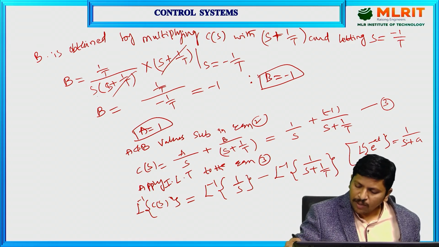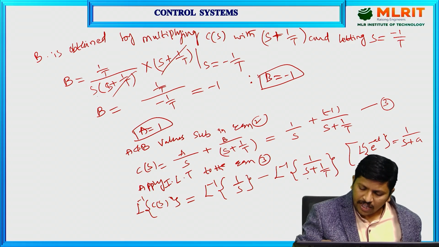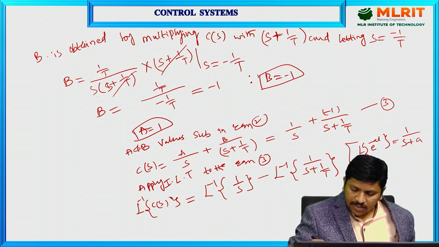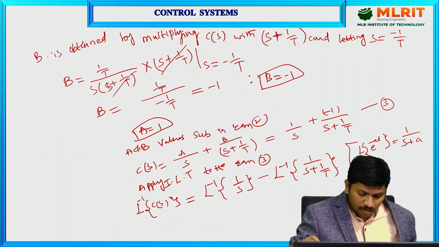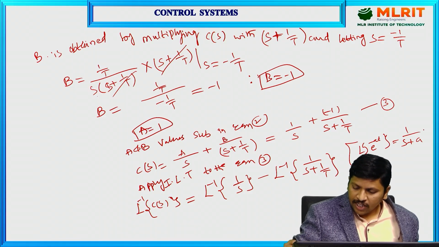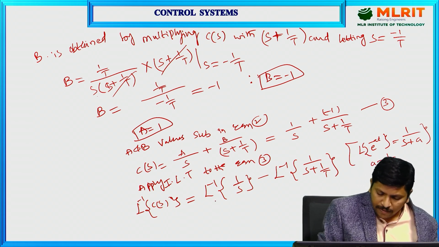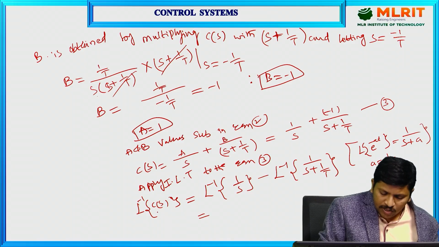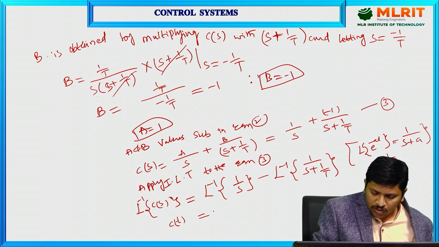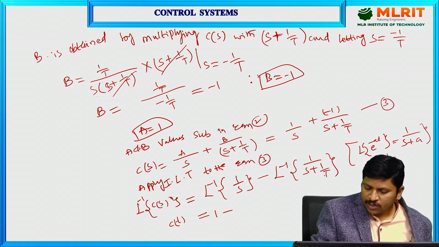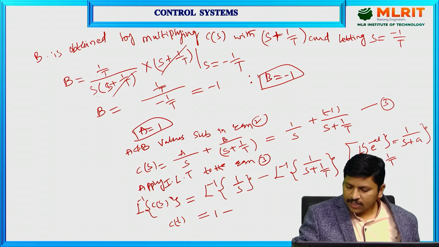This is the inverse Laplace of 1 by S plus A. Here A is nothing but 1 by T, so S plus 1 by T. Just substitute A equals 1 by T. Here 1 by S is directly there, and C of S is nothing but C of T. Inverse Laplace of 1 by S equals 1, and here the inverse Laplace of 1 by S plus A. You know this formula.